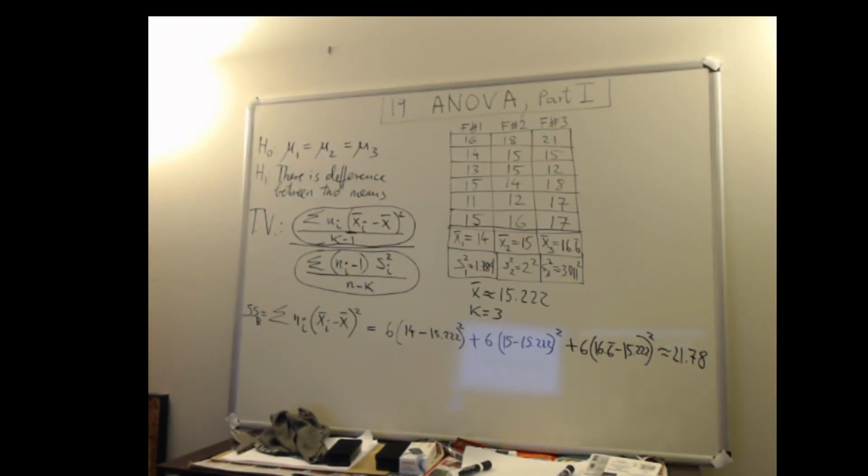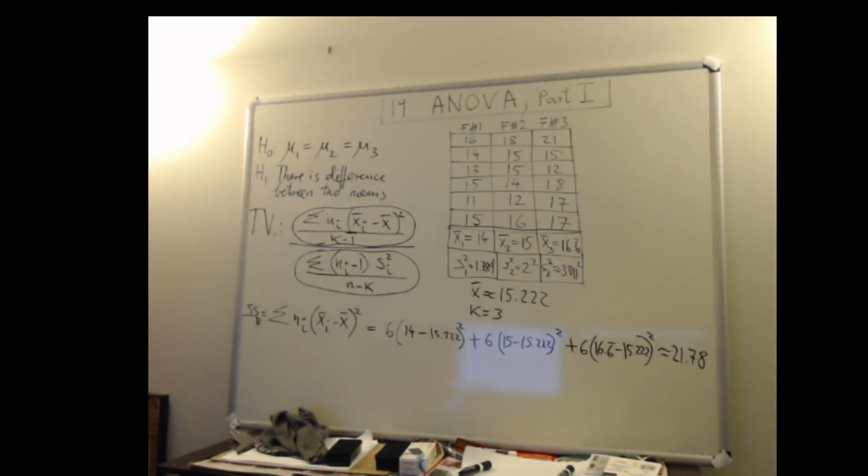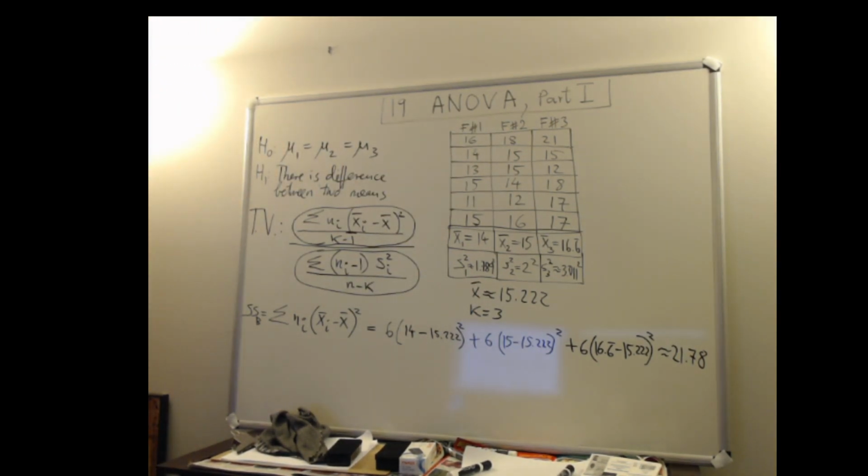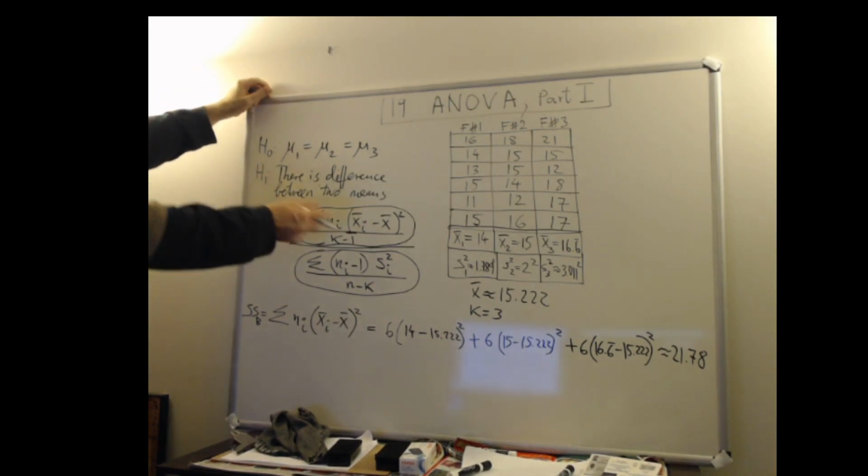21.78. There are more decimals, you can check it out in my lecture. It's written down, you can find it out there. Now k minus 1 of course is 2. The k is the number of groups. K, 1, 2, 3. So you got k minus 1, which is 2.